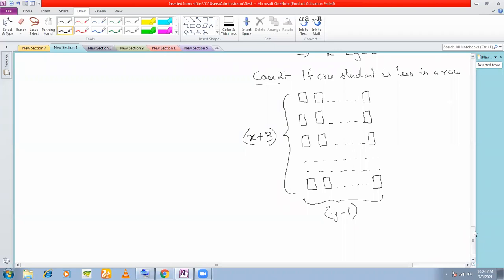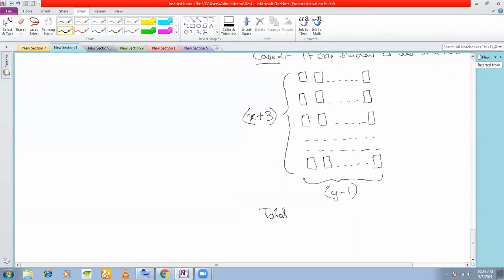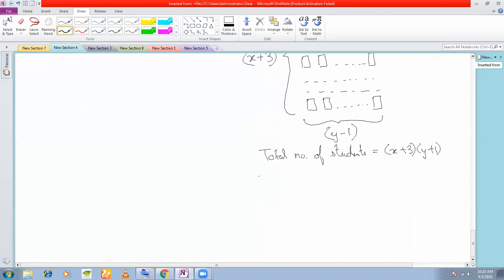Yes, sir. Total number of students in this case is (x plus 3) into (y minus 1). But again, the total number of students remains the same. Initially, I had x into y students, so this must be equal to xy. So (x plus 3) into (y plus 1). In fact, y minus 1, not plus 1. This should also be a minus, is equal to xy. Now this will give our second equation.